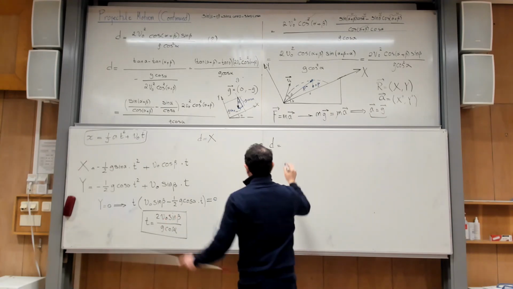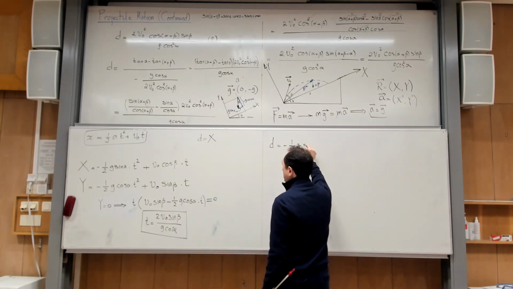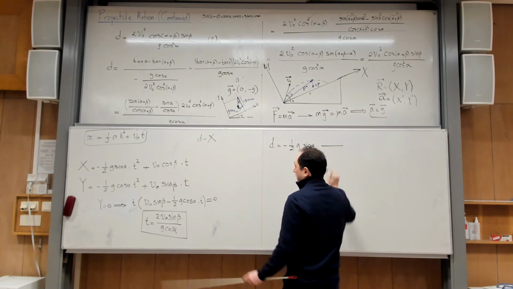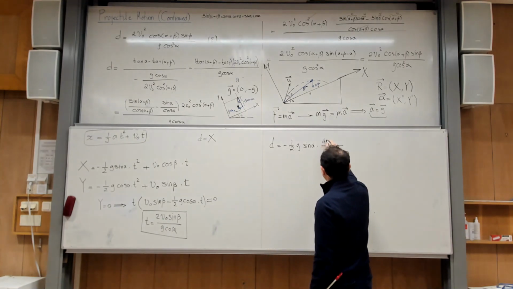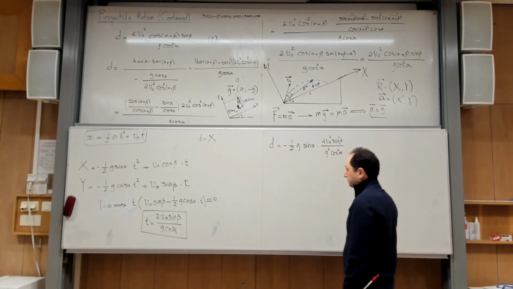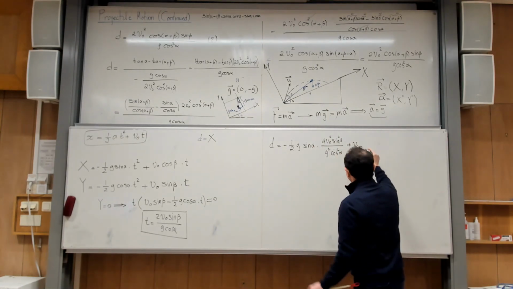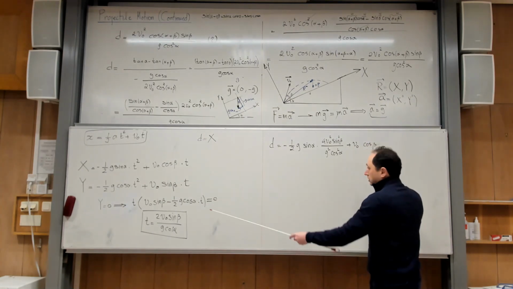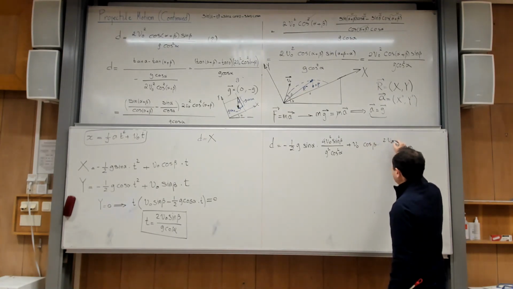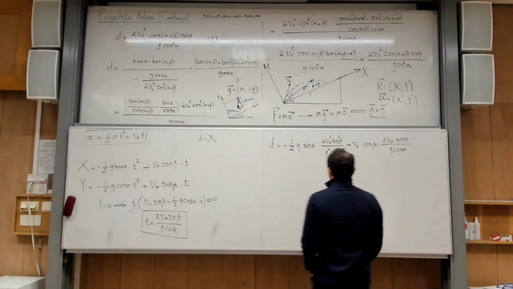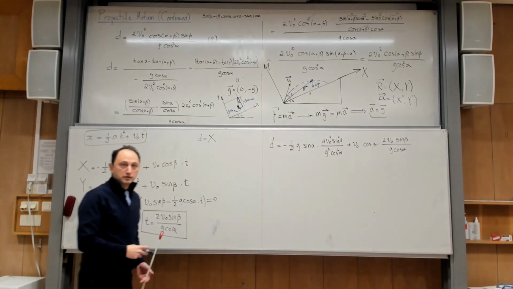So let me just do this. I have minus 1/2 g sine alpha multiplied by t squared, which is 4v node squared sine squared beta divided by g squared cosine squared alpha. And then I go here plus v node cosine beta, and then I multiply it by that t again, so this 2v node sine beta divided by g cosine alpha. Yes? So that's the formula.